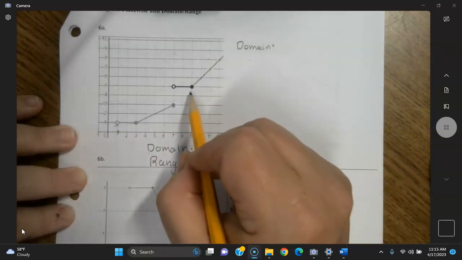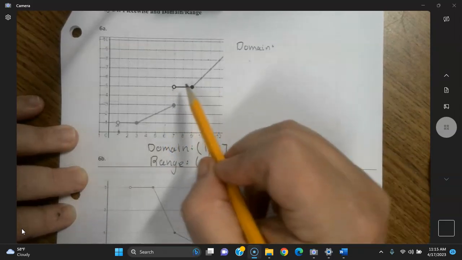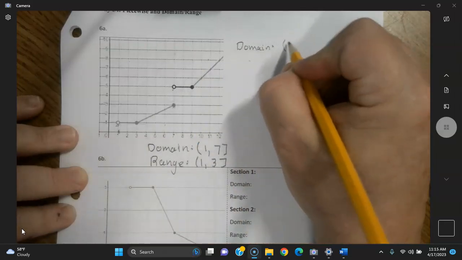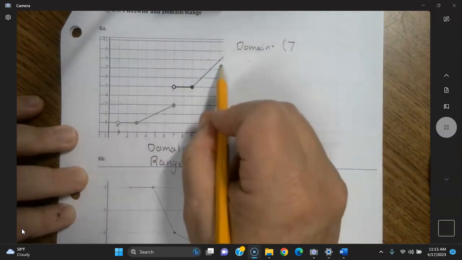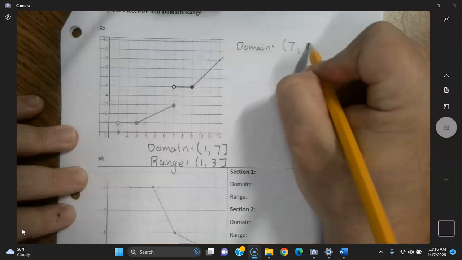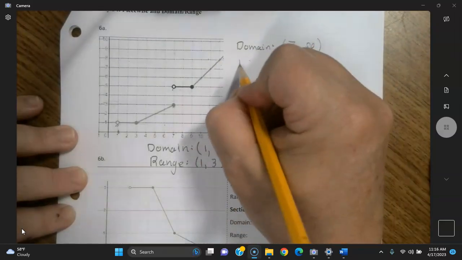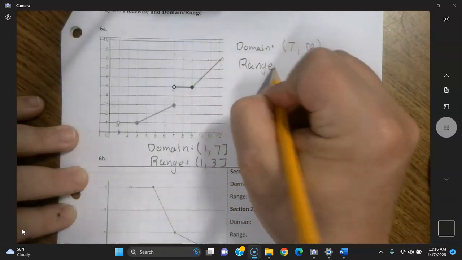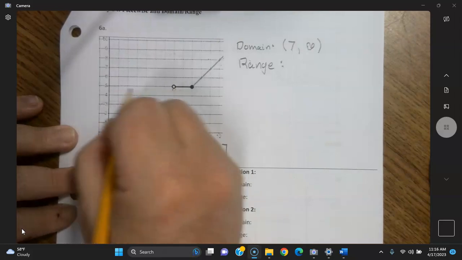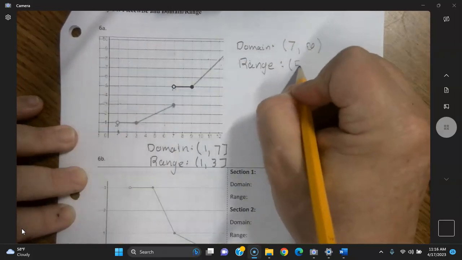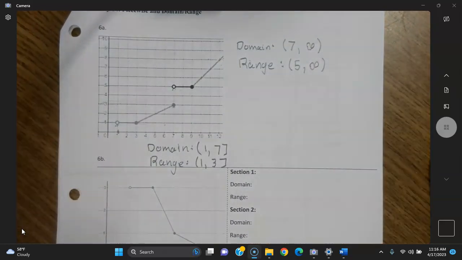Okay, now we use this domain to do this one up here. So this is going to start at 7, but not including 7. So it's going to start at 7, and it's going to go to the right forever because this goes upward and to the right forever. It goes to infinity. So again, you never reach infinity, so that's always a rounded bracket, a parenthesis like that. So that's the domain. The range is the up and down. So it starts here, but it doesn't touch that, and that's 5 on the y-axis right there. And again, it goes up forever. So it goes up to infinity, and that's a rounded bracket. Okay, that's how you do it.